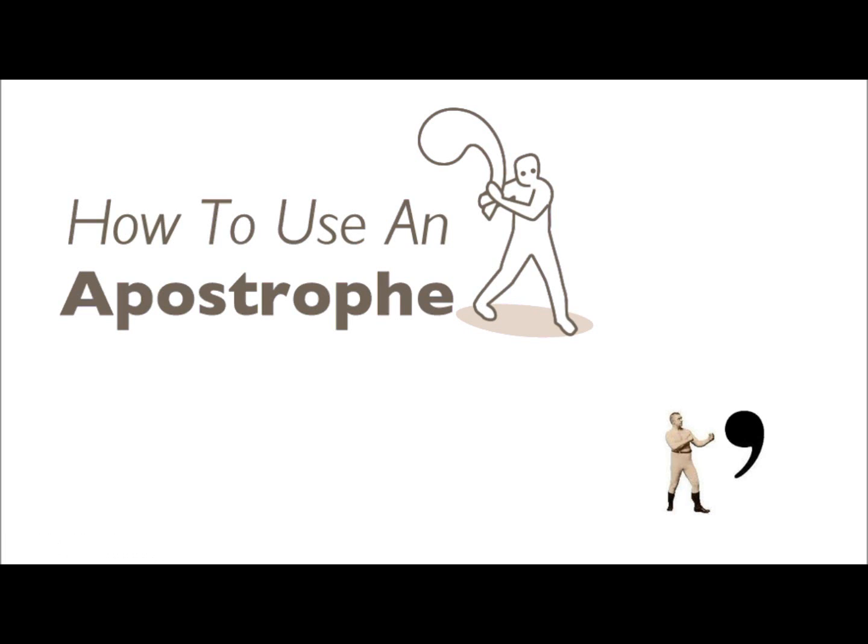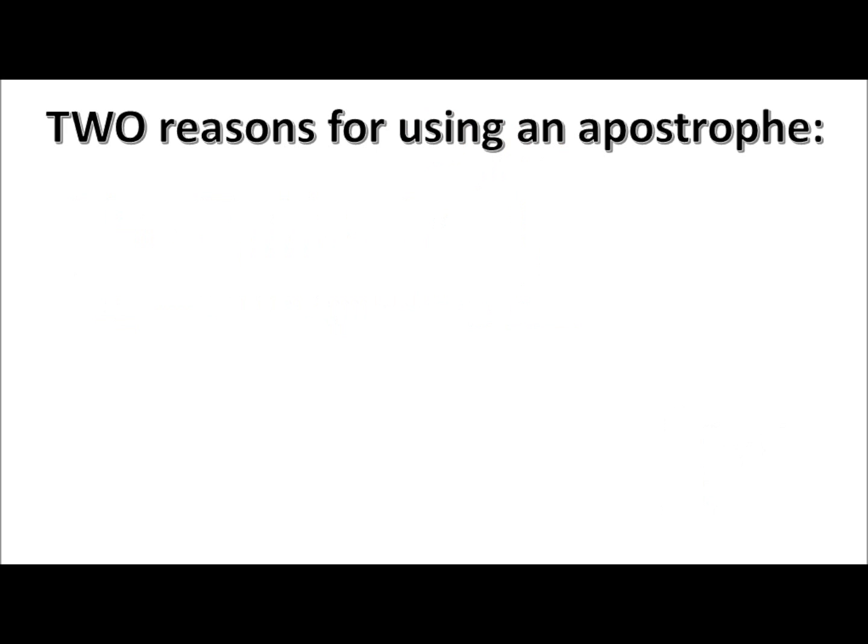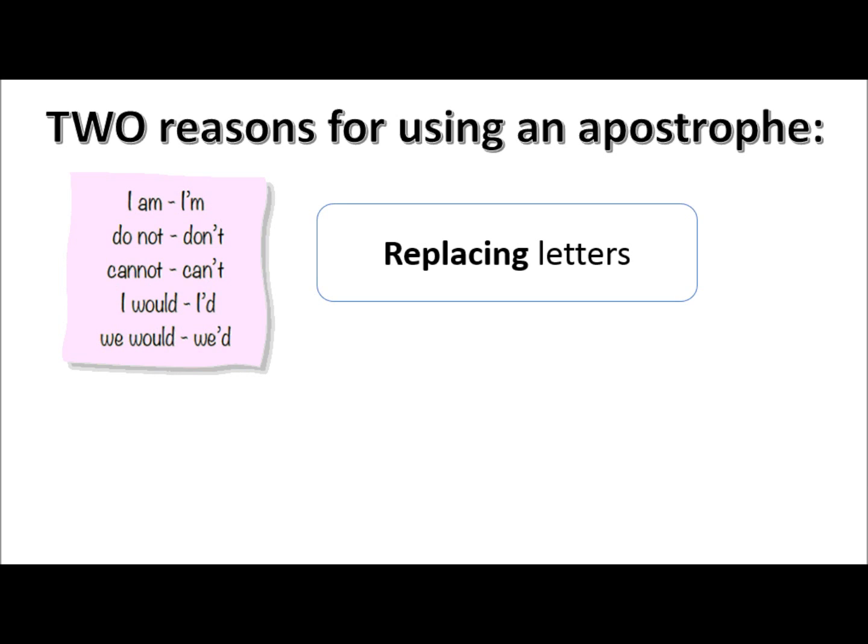This video will explain how to use an apostrophe. There are two main reasons that we use an apostrophe. First of all, to replace letters, such as I am becomes I'm, do not becomes don't, cannot, can't. We also call these contractions.